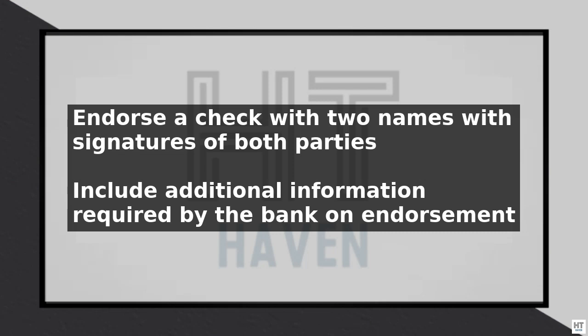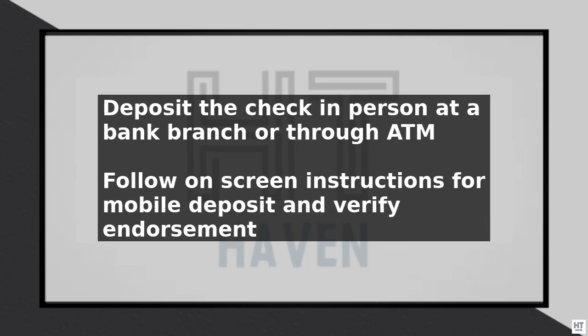If depositing in person, bring a valid form of identification and the check to the bank. The bank will verify the check and the endorsement, then credit the funds to your account. If depositing through an ATM or using mobile deposit, follow the on-screen instructions and ensure that the check is properly endorsed.